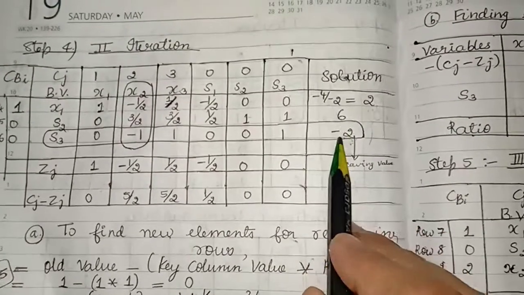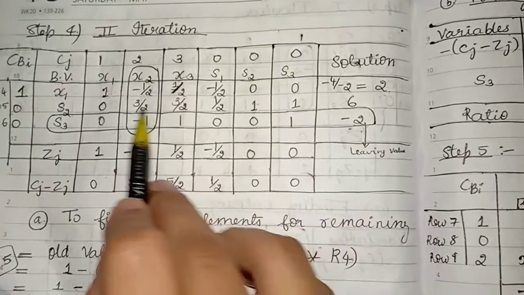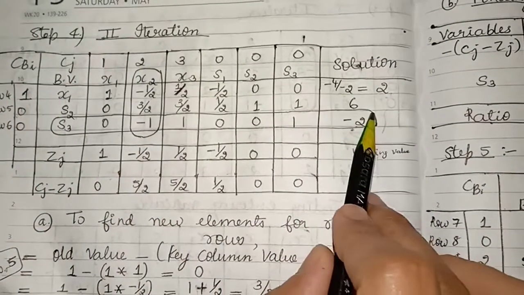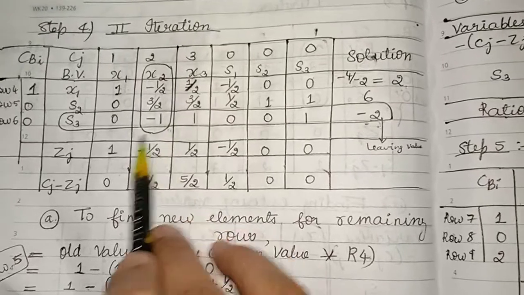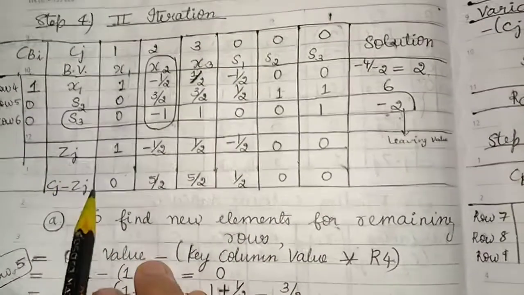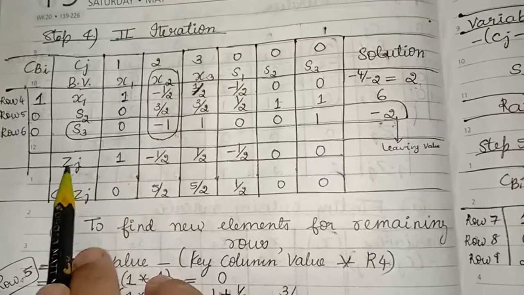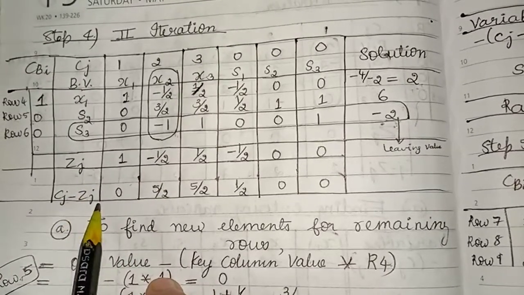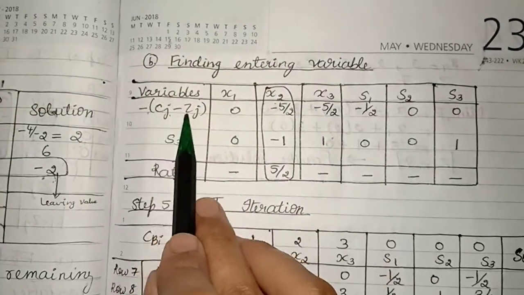Here it is very simple, that is -2. It is directly found that -2 is negative, so this will be the key row. Now again, to find out the key column, you have to use the same formula, and also you have to find Zj and Cj minus Zj values. In order to find out the key column, you have to first find out Zj and Cj minus Zj values. So again the same formula is used, that is minus of Cj minus Zj.